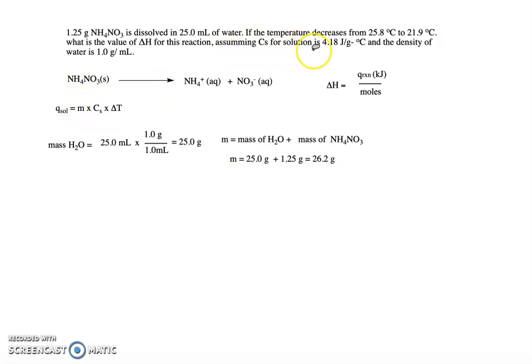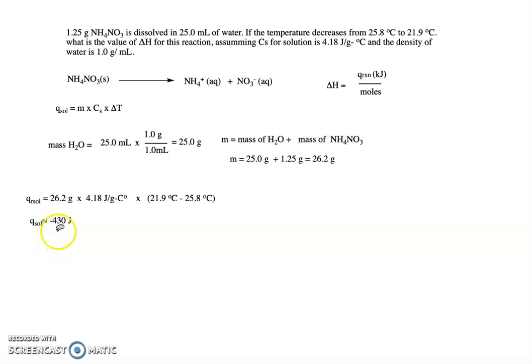Specific heat, I'm giving you 4.18 joules per gram degree Celsius. Delta T is always final temperature minus initial temperature. So our final temperature was 21.9. Our initial temperature was 25.8. So when I plug this into my equation, 21.9 comes first, the 25.8 goes last. So the mass, 26.2, C, 4.18, and delta T, 21.9 minus 25.8. When I plug that into my calculator, I get Q of solution equals minus 430 joules.